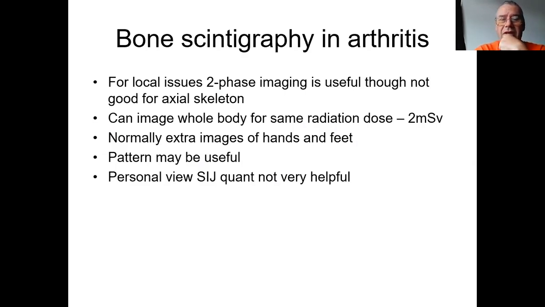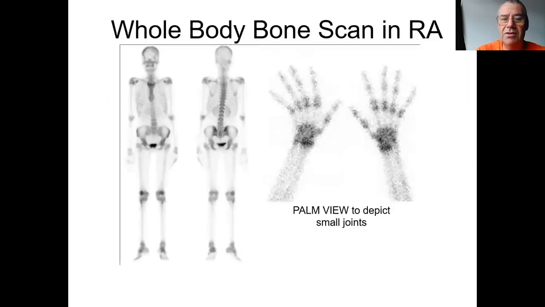So, first of all, looking at bone scintigraphy, you can do two-phase imaging to look at blood flow. You can take extra pictures for the same radiation dose, which is very useful. And we always suggest extra pictures of hands and feet, as we discussed yesterday in bone scanning. The pattern itself can be very useful. You can do quantification, but I don't find that particularly useful.